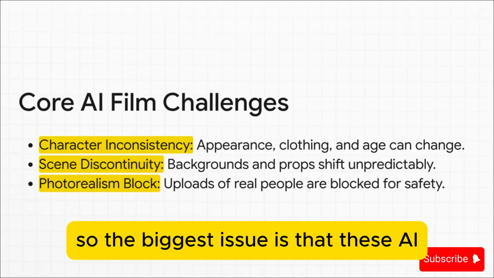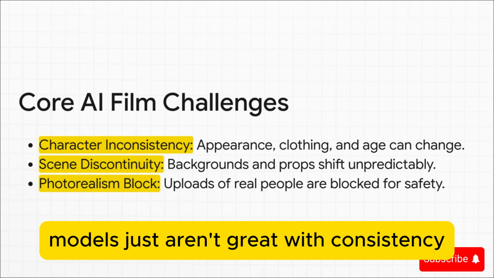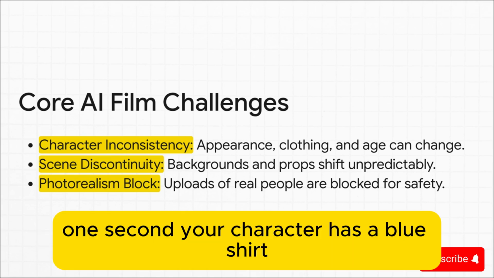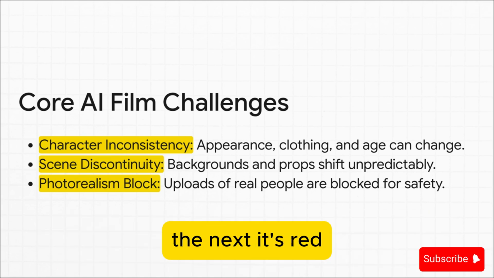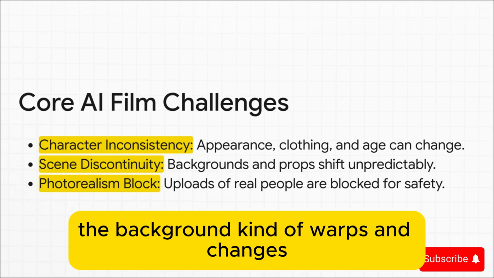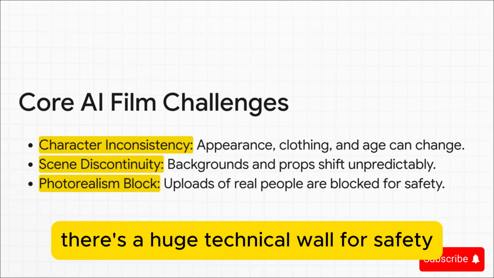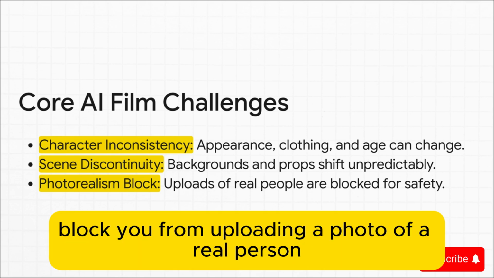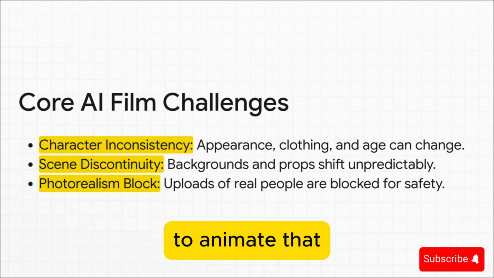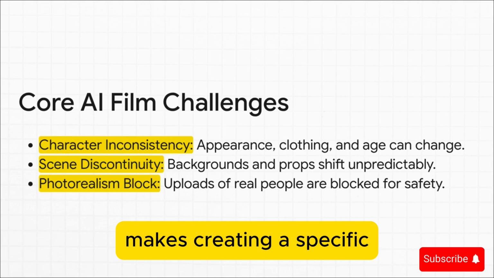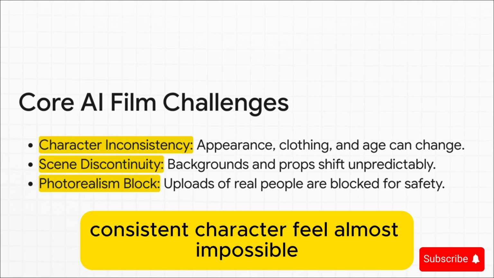Okay, so the biggest issue is that these AI models just aren't great with consistency. One second, your character has a blue shirt. The next, it's red. The background kind of warps and changes. And on top of all of that, there's a huge technical wall. For safety, Sora 2 will usually block you from uploading a photo of a real person to animate. That makes creating a specific, consistent character feel almost impossible.